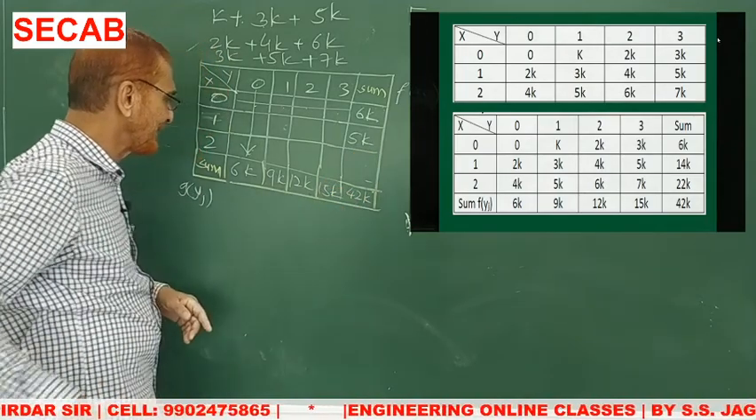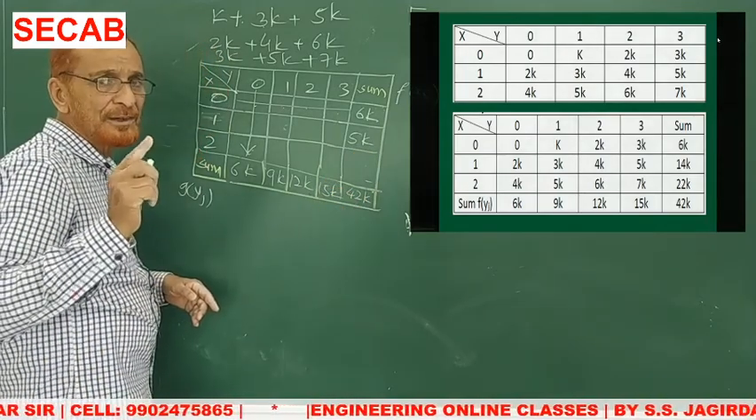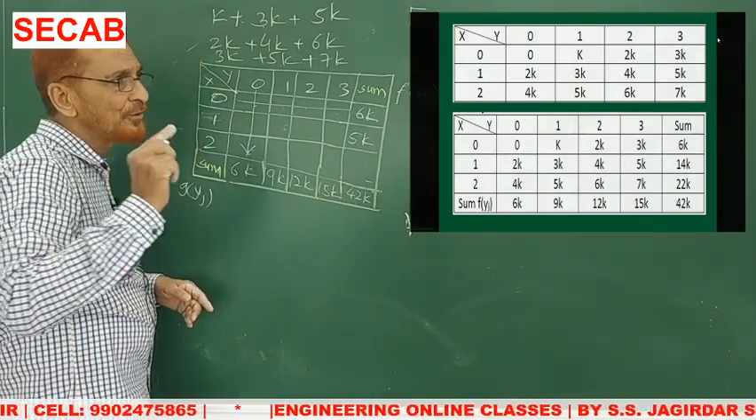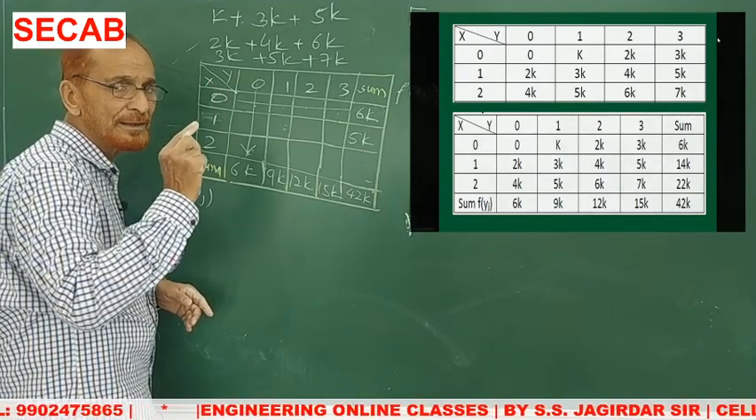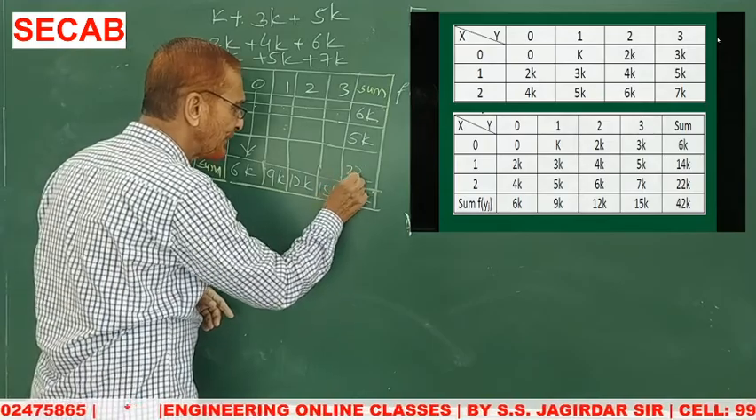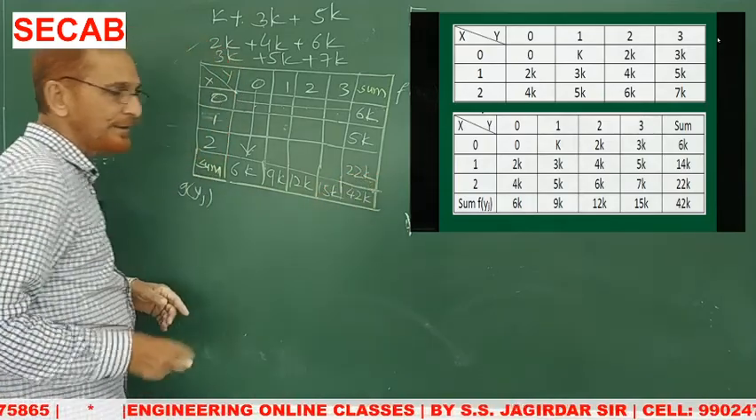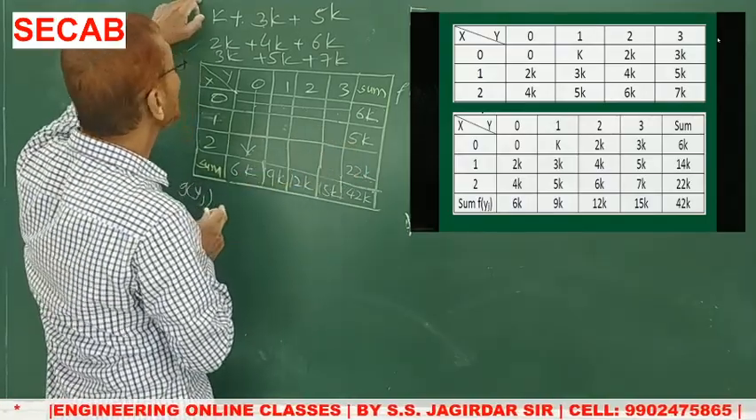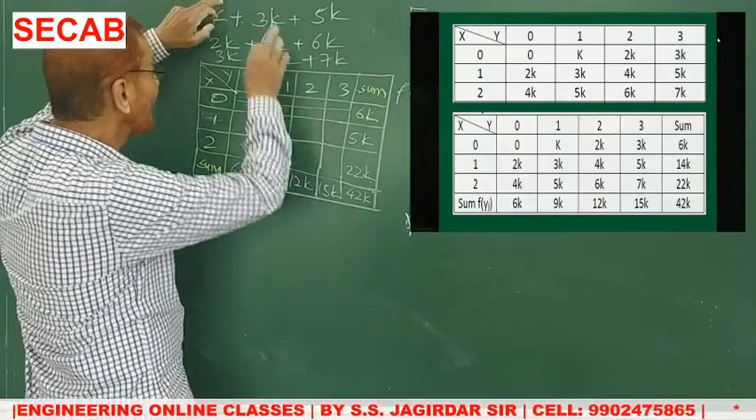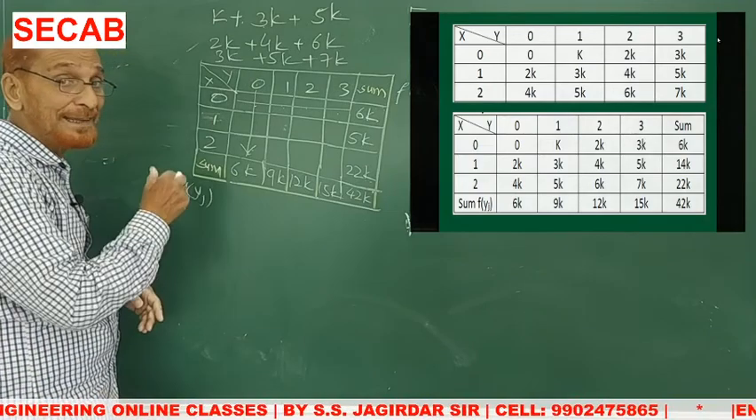This is mistaken. Add these values: 4k, 4k, 5k, 6k. Yes, so its value is 22k, sorry. It's 22k. 6k, 15k, I have made some mistakes. One value I have left out everywhere, I think. So please add once again.